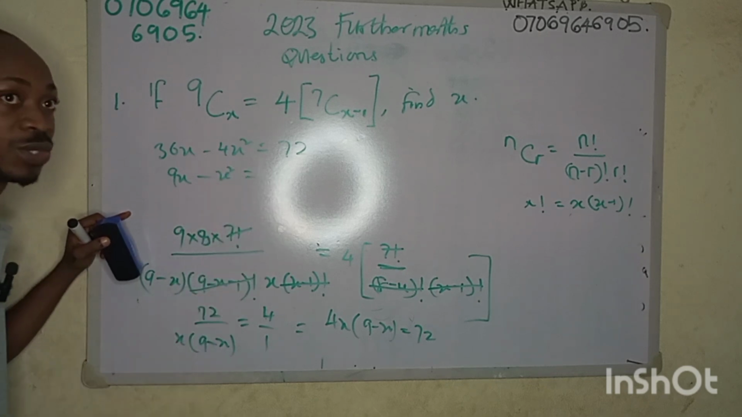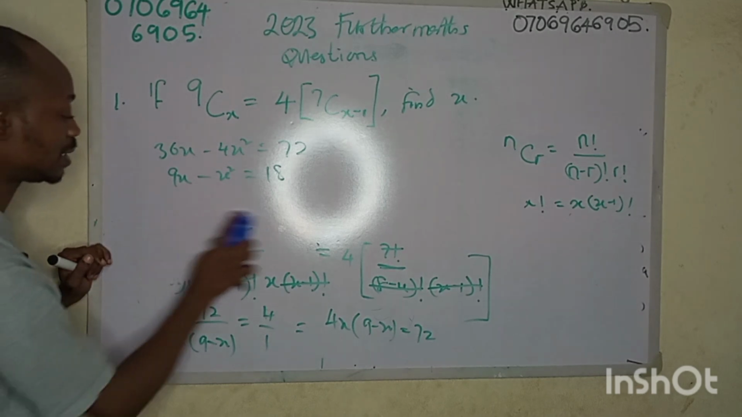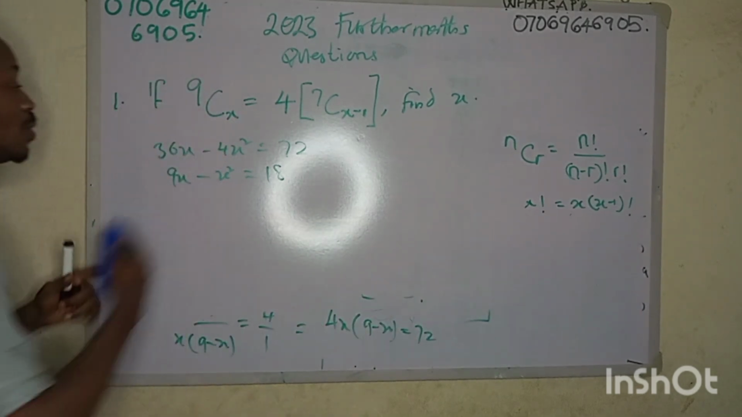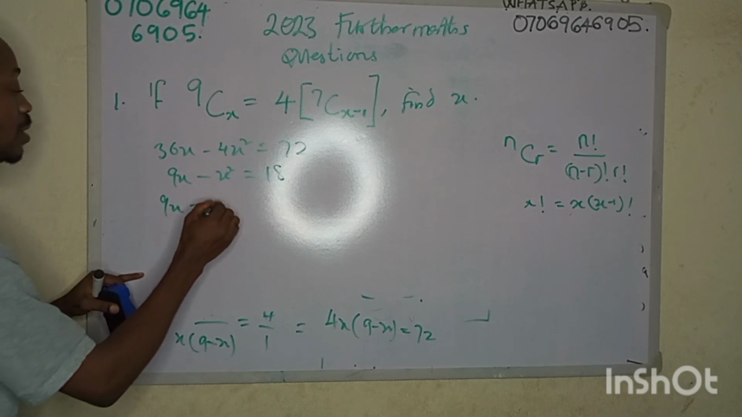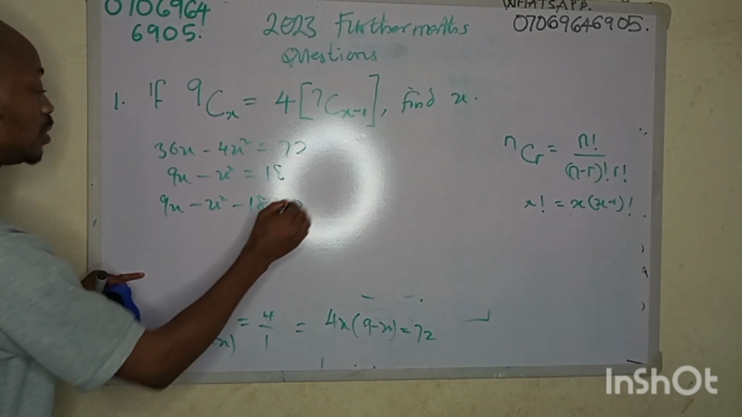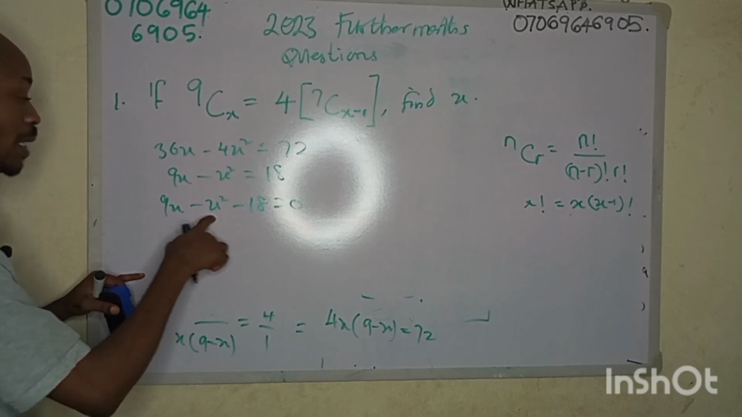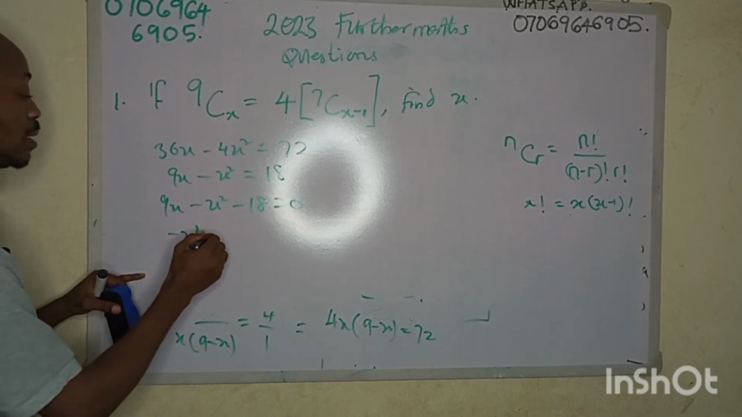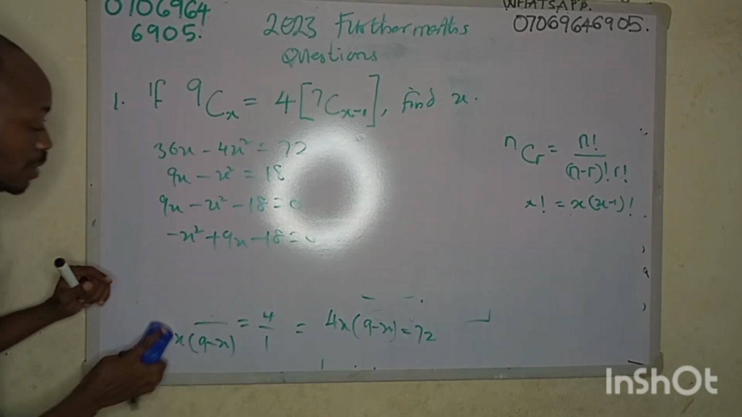4 goes into 72 eighteen times. So we have 18. Now we've gotten ourselves the quadratic. The next thing we do is bring in this 18. So we have 9x minus x squared minus 18 equals 0. Another thing we can do is write our leading coefficient as x squared, then plus 9x minus 18 equals 0. I'm rearranging.